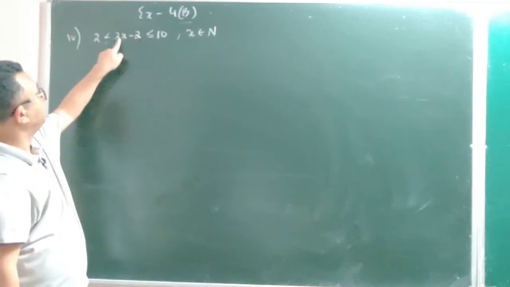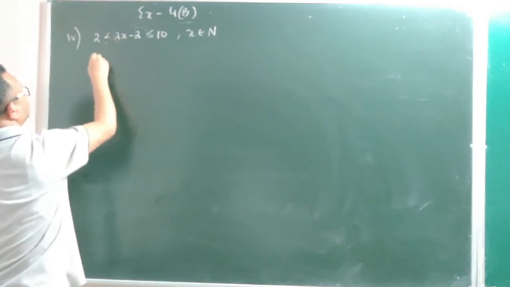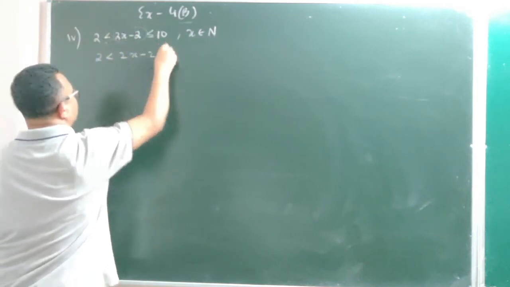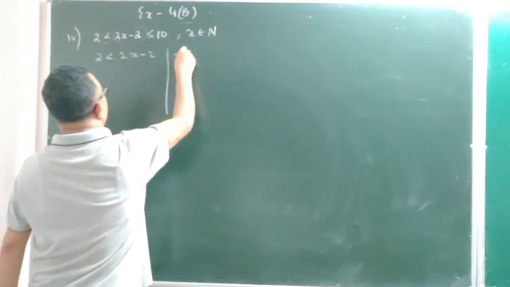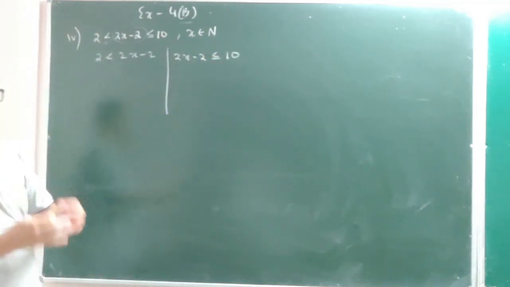So again you can see the double inequation sign. I'll separate this into 2. The middle one must come at both places. 2 is less than 2x minus 2, and then again 2x minus 2 is less than or equal to 10. Now I'll solve these two separately and later on I'll join them.